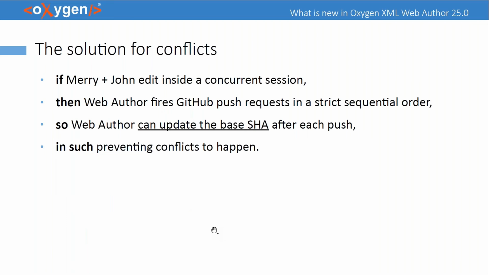And now let's talk about the solution. The proof of concept solution. Well, the solution sounds like this. If Mary and John edit inside the concurrent session with WebAuthor, then WebAuthor fires GitHub push requests in strict sequential order, so WebAuthor can update the base SHA after each push, in such a way preventing conflicts from happening.